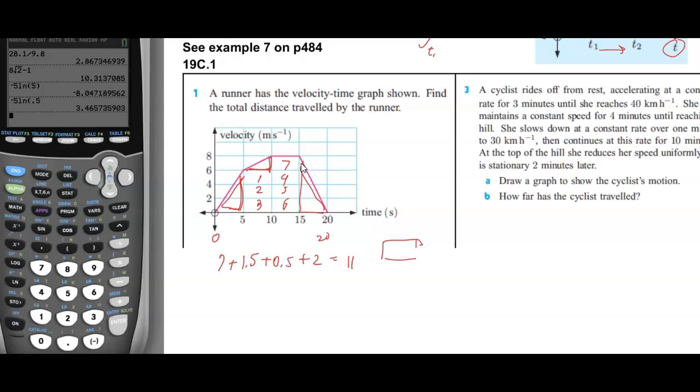Now one thing we have to notice about these blocks is the blocks are actually 5 units wide and 2 units tall, right? So each one of these blocks is actually worth 10 units. And so when we take our 11, we need to multiply the 11 by 10, and we'll get 110 meters. Okay, and so actually the distance traveled is 11 times 10, or 110 meters. All right, that is the total distance traveled.